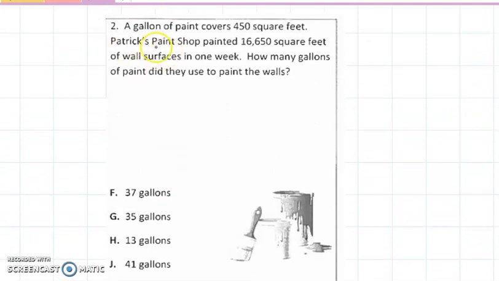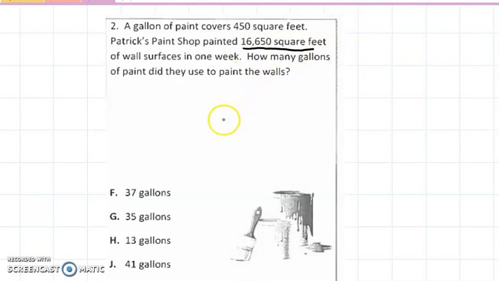Number 2. I'll read the question. It says, a gallon of paint covers 450 square feet. Patrick's paint shop painted 16,650 square feet of wall surfaces in 1 week. How many gallons of paint did they use to paint the walls? The answers are F, 37 gallons; G, 35 gallons; H, 13 gallons; J, 41 gallons. So you have to think here, Patrick's paint shop wants to paint the wall surfaces, and they're going to cover 16,650 square feet.